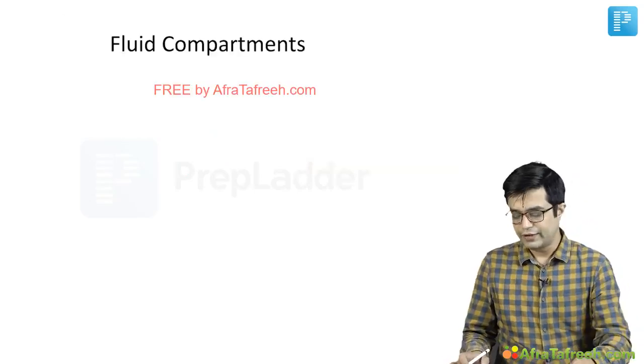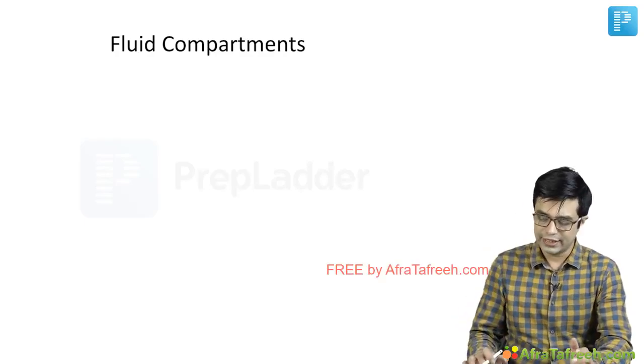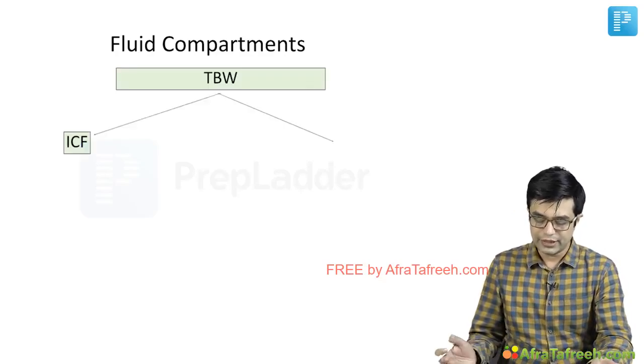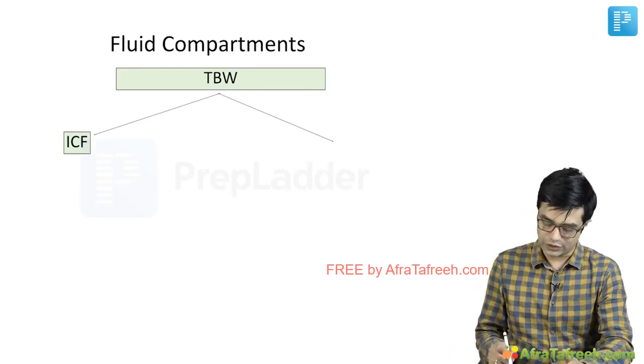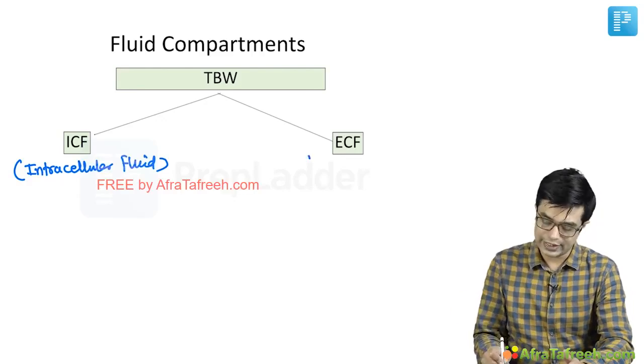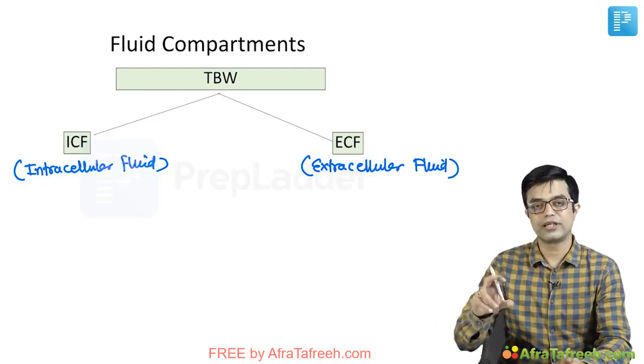Let us move further. When we talk about fluid compartments, we have talked about total body water. If you look at fluid compartments, the water which is present can broadly be divided into two parts. This total body water can either be inside the cells, which is called intracellular fluid, the fluid which is present inside the cell, right? And it can be outside the cell, that is extracellular fluid. So logical, total body water, some of it will be inside the cell, some of it will be outside the cell. Now what are the changes happening here?